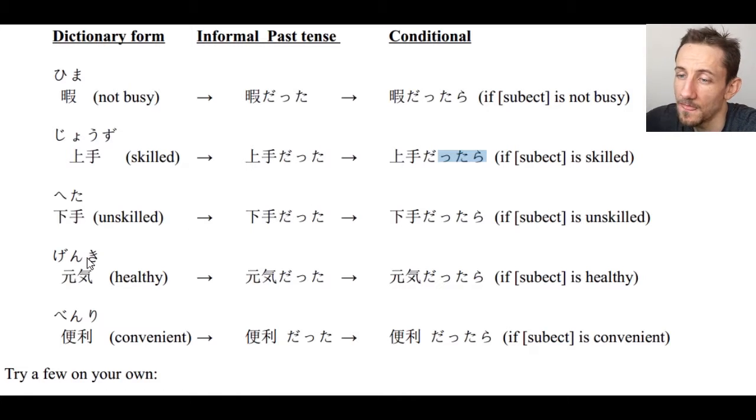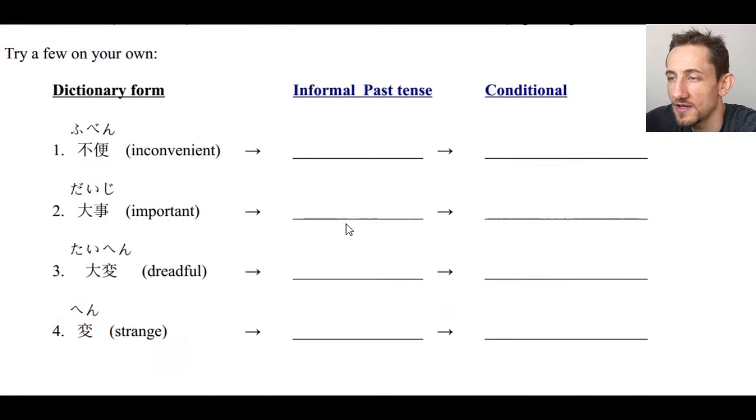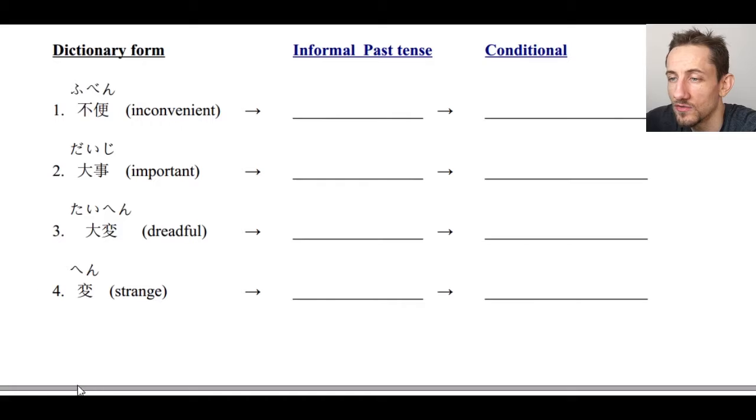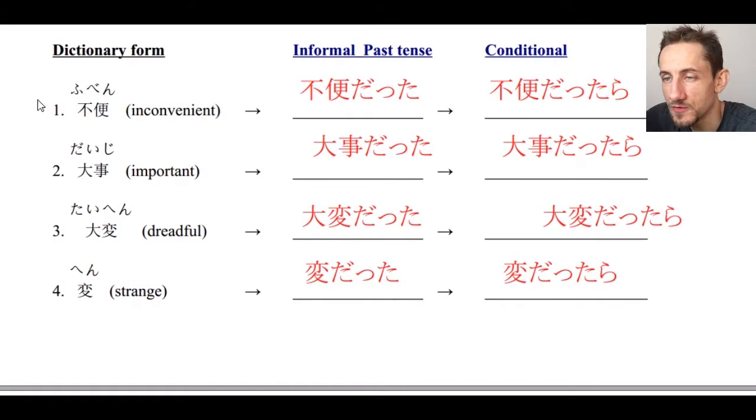Genki, genki dattara. Benri, benri dattara. Okay, so very simple. Now just try conjugating a few on your own. Number 1, 2, 3, and 4. Pause the video, answer these. And now let's check. All right, so number 1, we have fuben, fuben datta, fuben dattara, daiji, daiji datta, daiji dattara, taihen, taihen datta, taihen dattara, hen, hen datta, hen dattara. So that's it. Just add dattara to the regular unconjugated form of the na-adjective, and you get the conditional form.